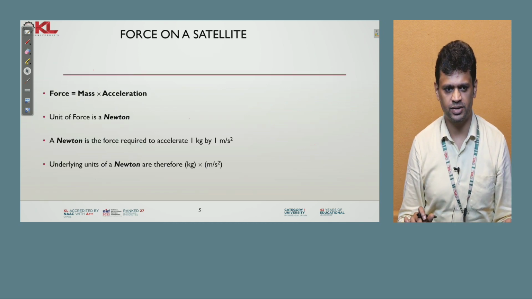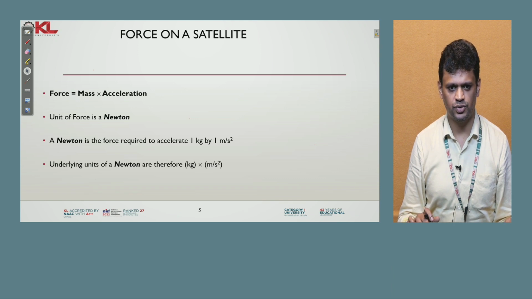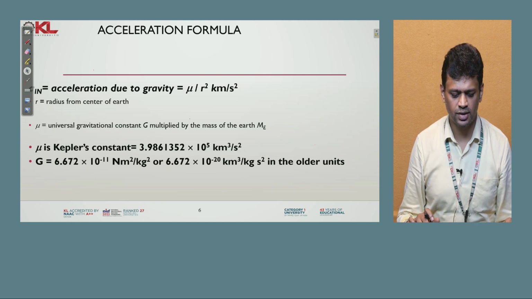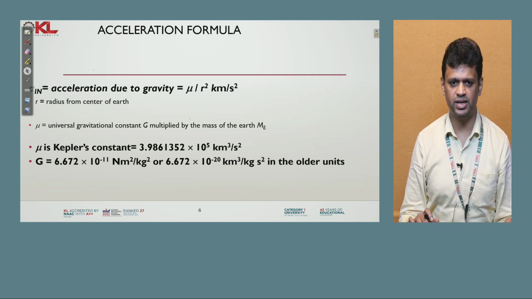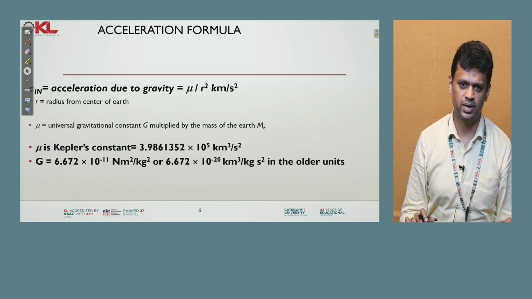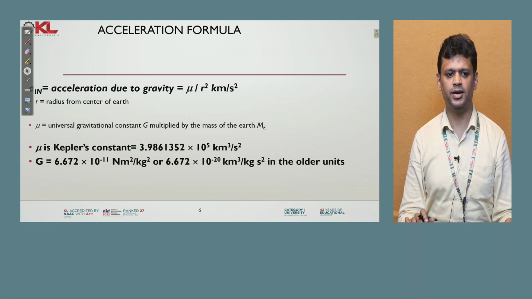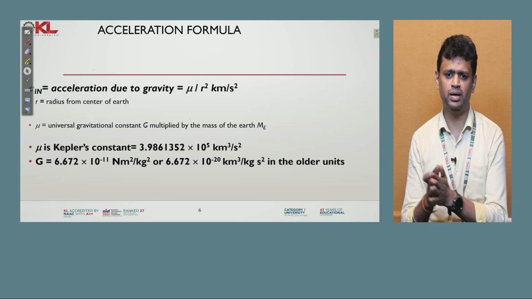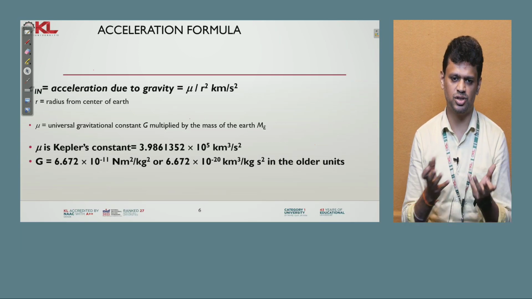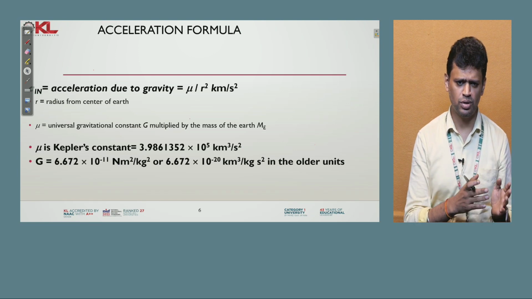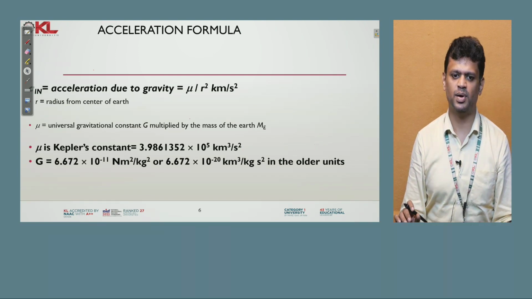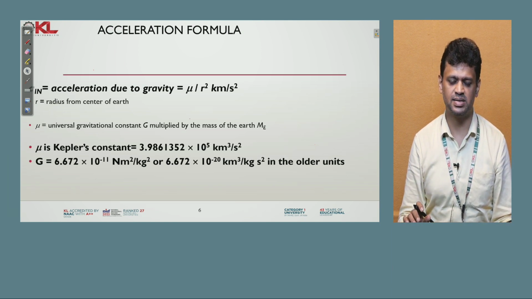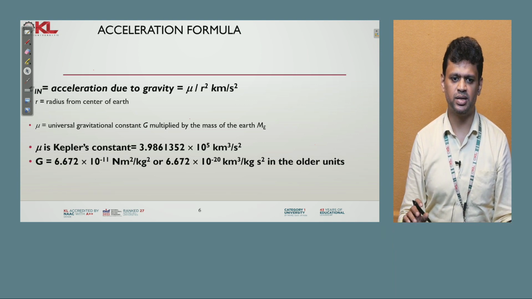Force is equal to mass into acceleration. So this formula will come into picture. We will see how the units are mentioned. So here if you see, the acceleration due to gravity is given by the formula nu upon r square, in kilometer per second square. r is the radius of the earth and nu is the universal gravitational constant. Basically it is the gravitational constant G multiplied by the mass of the earth. So both G and Me are constants. By multiplying we call it nu, and the value comes out to be 3.9 into 10 to the power 5 kilometer cube per second square, and the value of G is 6.67 into 10 to the power minus 11 Newton meter square per kg square.